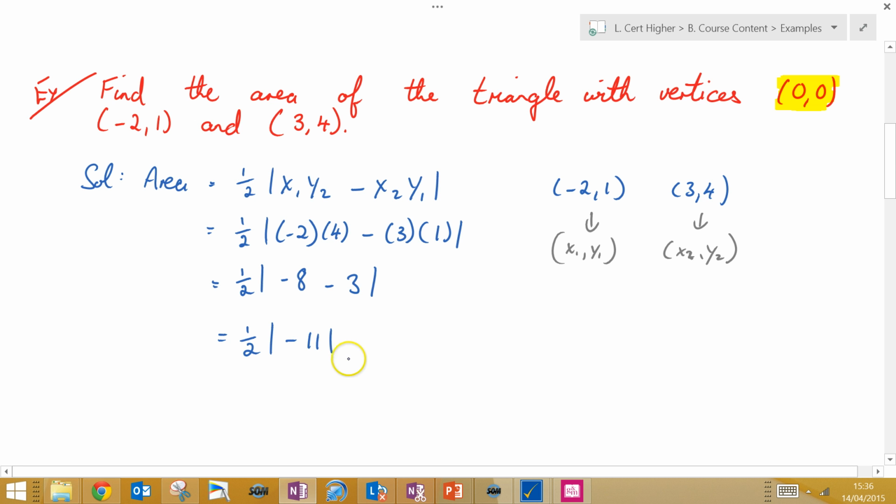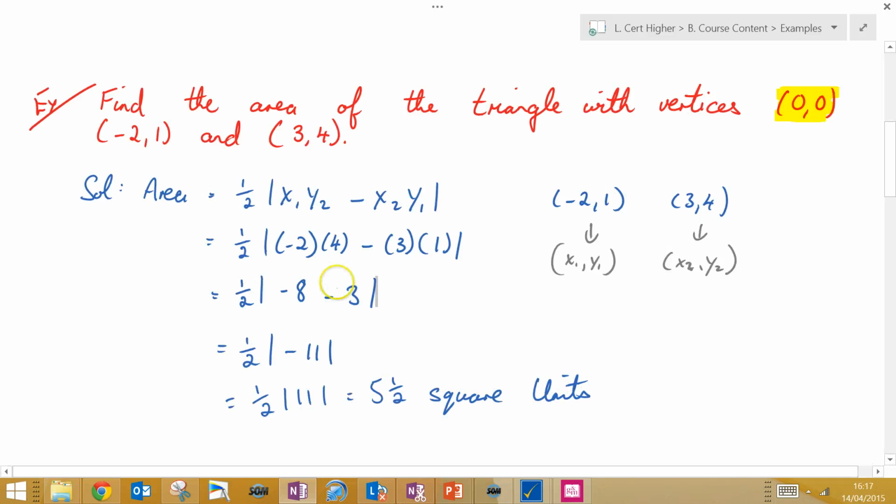The two vertical lines indicate that we take the positive value, which gives us a half of 11, which is 5.5 square units. This is the area of the triangle with vertices (0, 0), (-2, 1) and (3, 4). Pause the video here and take down this example into your notes copy.